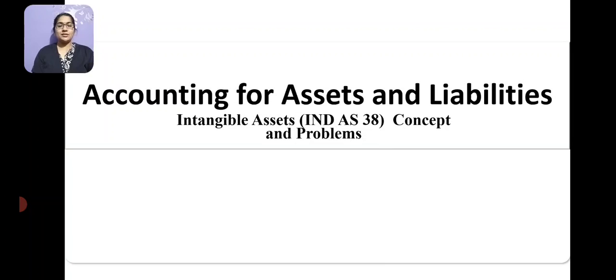In this session, I would like to discuss IND AS 38, which talks about the treatment of intangible assets in the books of accounts. So let's see what is the meaning of intangible assets and how they are recognized and recorded in the books of accounts.